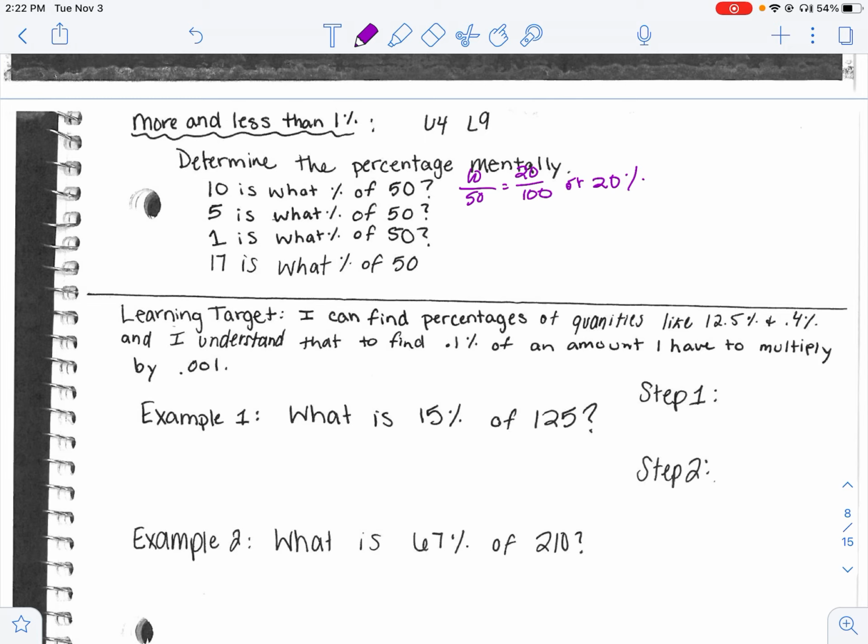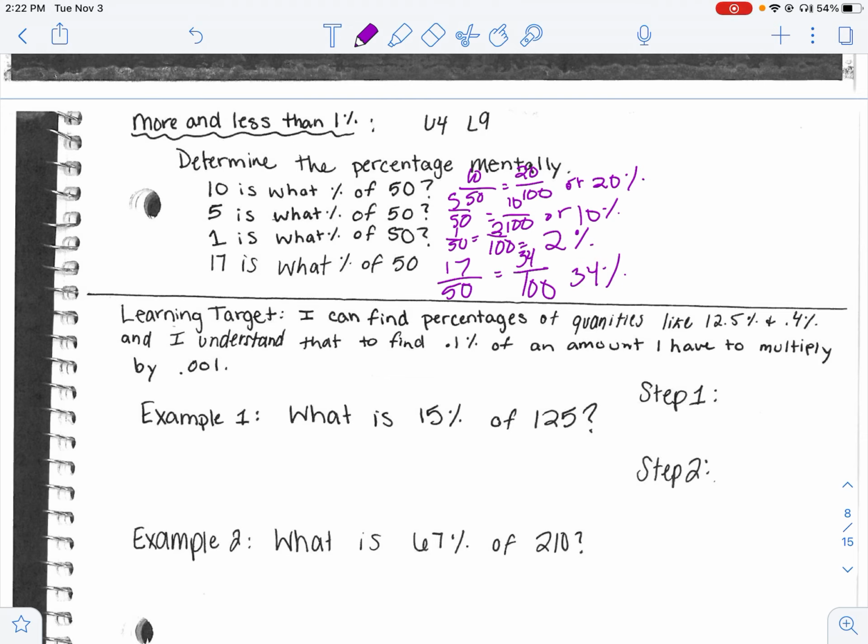We're going to do the same thing for the other ones. So we're going to put 5 over 50 equals 100. So 5 times 2 is 10, or 10%. 1 is 1% of 50. We put 1 over 50 equals 100. And then 1 times 2 is 2, or 2%. And then 17 over 50 equals 100, and then 17 times 2 is 34, or 34%.